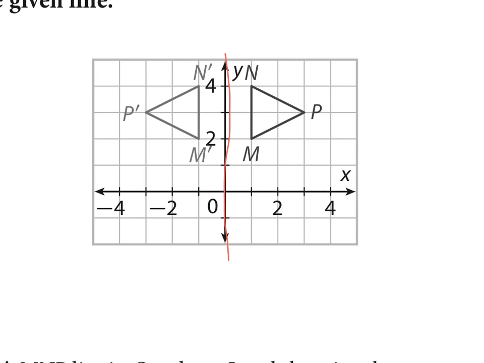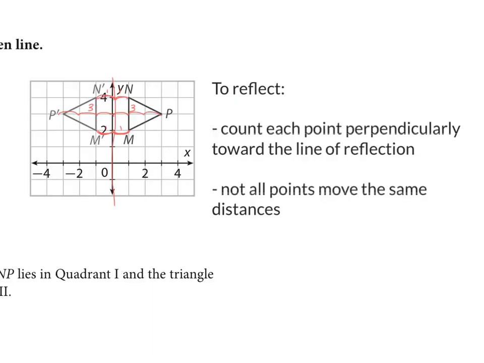Notice we talked about this the other day. Remember, you're just counting. For instance, M is 1 space from the y-axis, so you go 1 space on the other side to find M prime. The same for N. N is 1 space, and then 1 on the other side. Notice that P is 3 jumps from the y-axis, so we're going to jump 3 on the other side. So just so that you see, you're moving equal distances on either side. The notes that I really want you to take for that first example is that to reflect, you need to count each point perpendicularly. Remember, that means at 90-degree angles, so you're going to count straight towards that line of reflection, and not all points move the same distances.